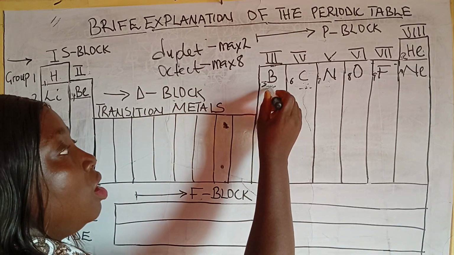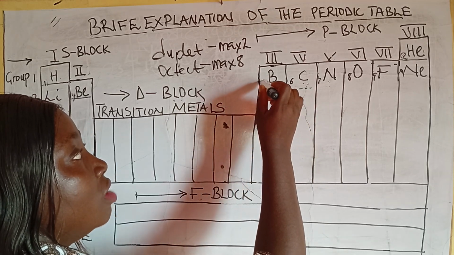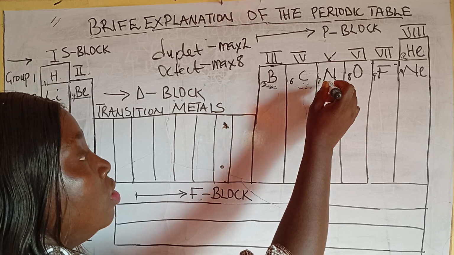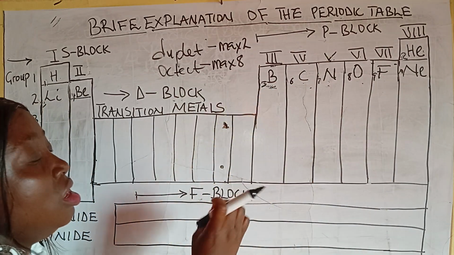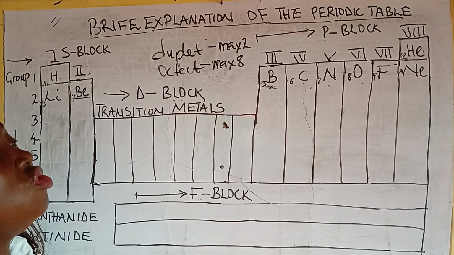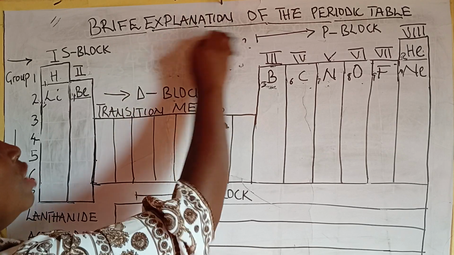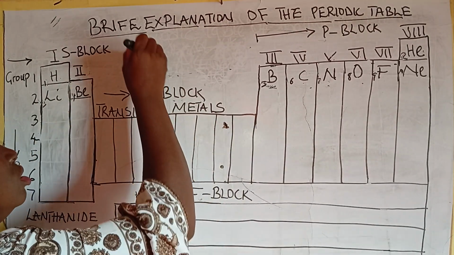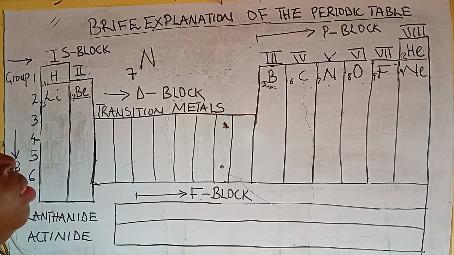So for the group 3, group 4, 5, 6, and so on, their valency is simply the number of electrons needed for them to reach the octet configuration. Let me use nitrogen as an example. Nitrogen with atomic number 7.